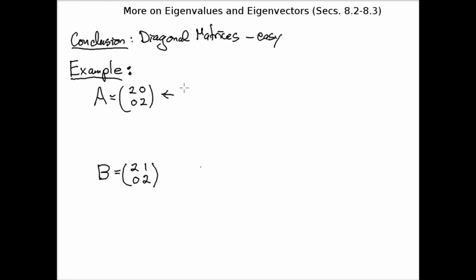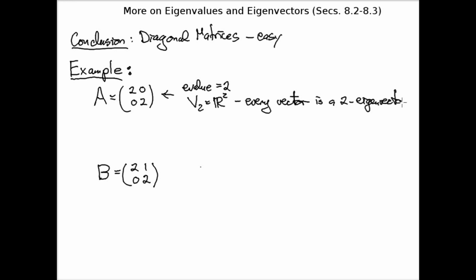So A is diagonal, so we totally understand it. The only eigenvalue is 2, and the 2 eigenspace is the whole vector space, which is to say every vector is a 2 eigenvector. Another way to say that is that V2 is the kernel of A minus 2 times I, and A minus 2 times I is the 0 matrix, and so of course that's everything. That's all of R^2.